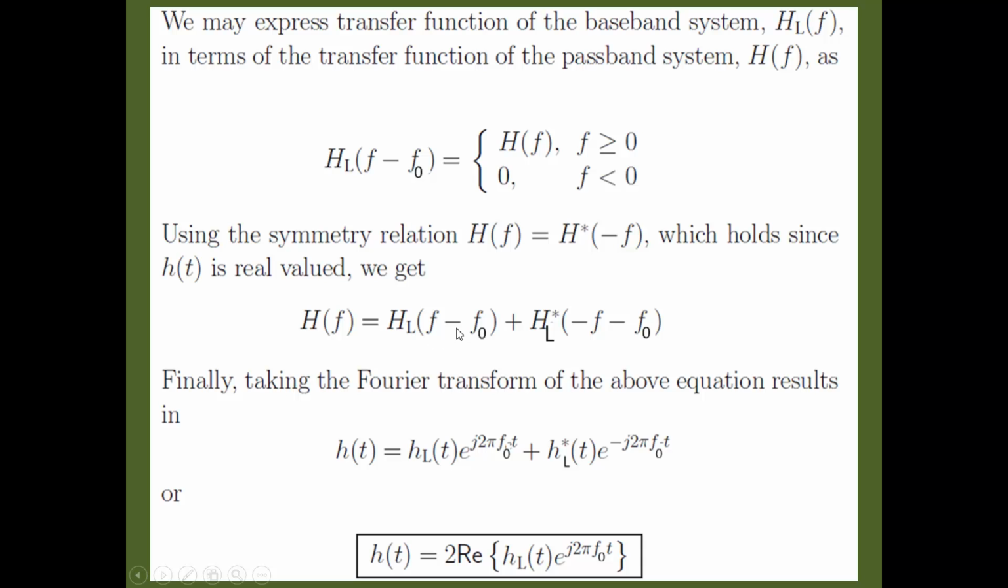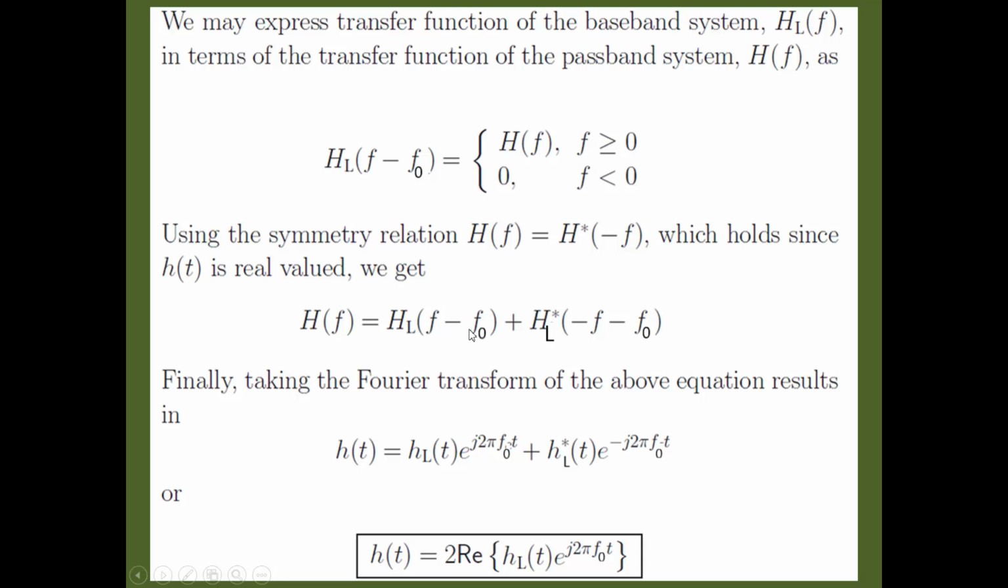What it represents is this term represents the positive side of the spectrum of the transfer function of the band pass system, and this represents the negative side of the spectrum of the band pass system, right? That means the transfer function of the band pass system is expressed in terms of the low pass equivalent transfer functions, by HL F minus F naught plus HL star minus F naught.